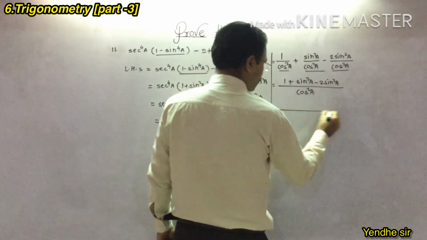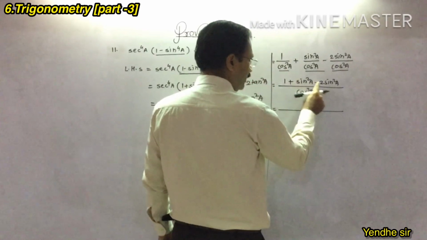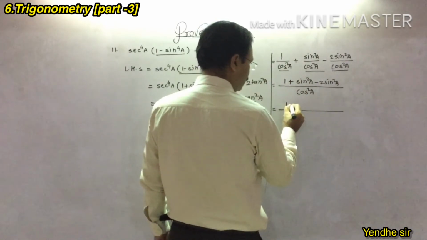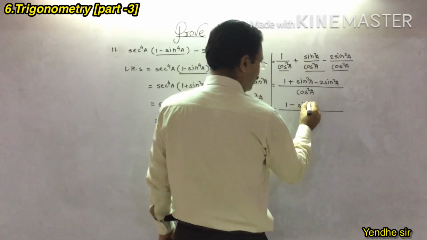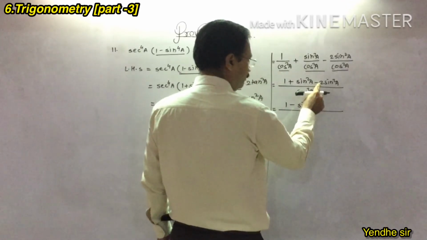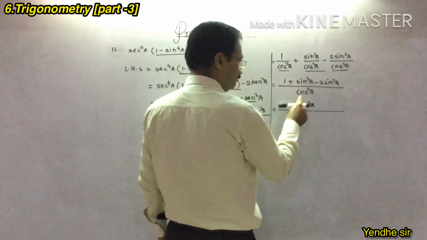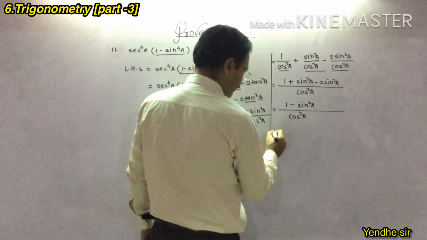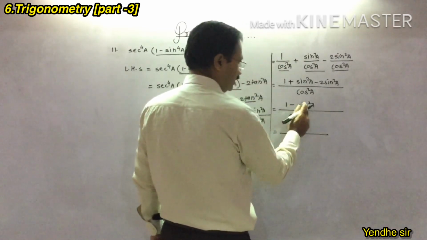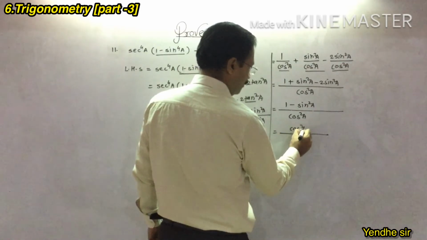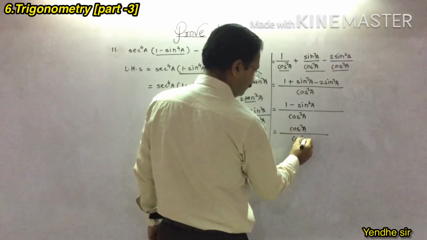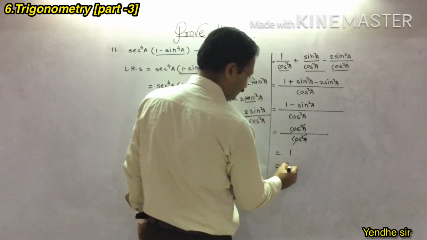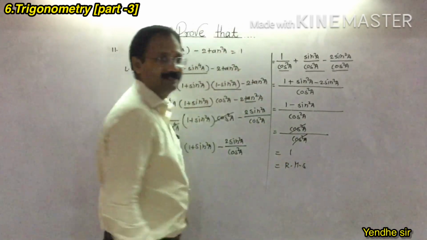So what you get from this? This is 1 and this is 2. 2 minus 1 will be minus 1. So 1 minus sin square a. Minus 2 plus 1 will be minus. Upon cos square a will be as it is. And we know that 1 minus sin square a means what? Cos square a upon cos square a. So it will be cancelled. You will get 1. And this is our RHS.